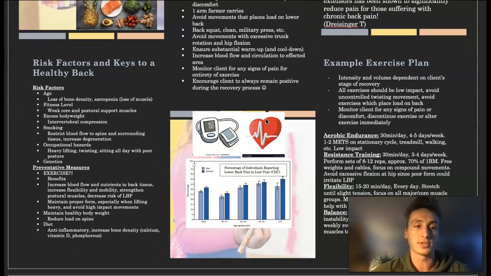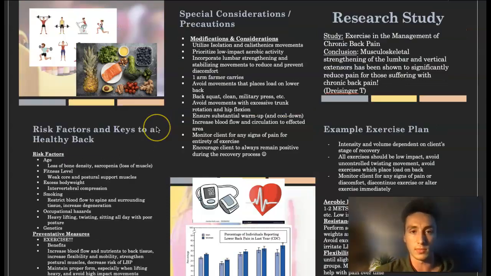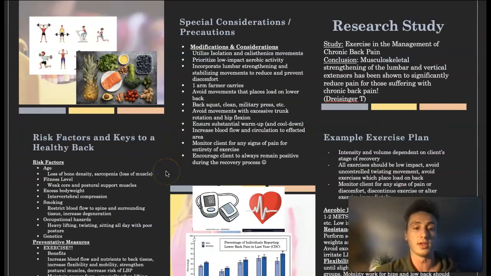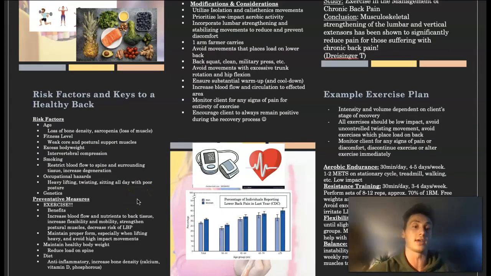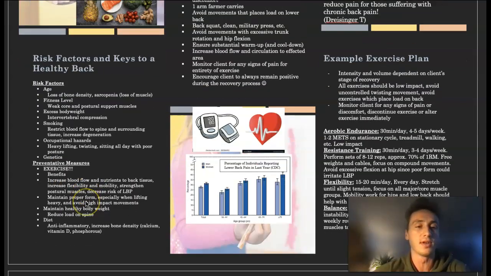So some risk factors: age, loss of bone density, that's gonna increase your risk of pain. Also sarcopenia, the loss of muscle with aging. Your fitness level plays a role. Weak core muscles and weak postural support muscles will increase your risk of pain. Excessive body weight. Certain occupational hazards, such as heavy lifting, twisting, or up here, the bad posture, sitting all day. That can start to cause you pain. And of course, genetics always play a role.